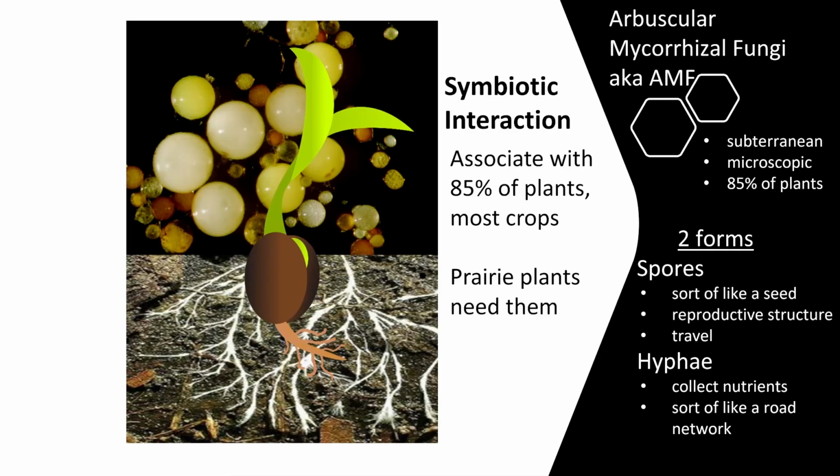This interaction is really widespread. About 85% of terrestrial plants associate with this type of fungi, AMF, including almost everything we eat, except for brassicas. Our broccoli, cauliflower, and mustards don't associate with these. And almost all prairie plants associate with AMF, so they're really important for this ecosystem in particular.